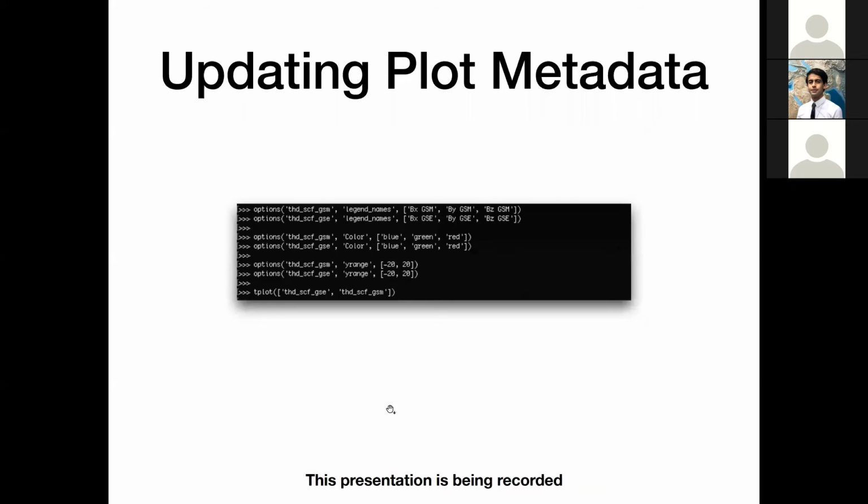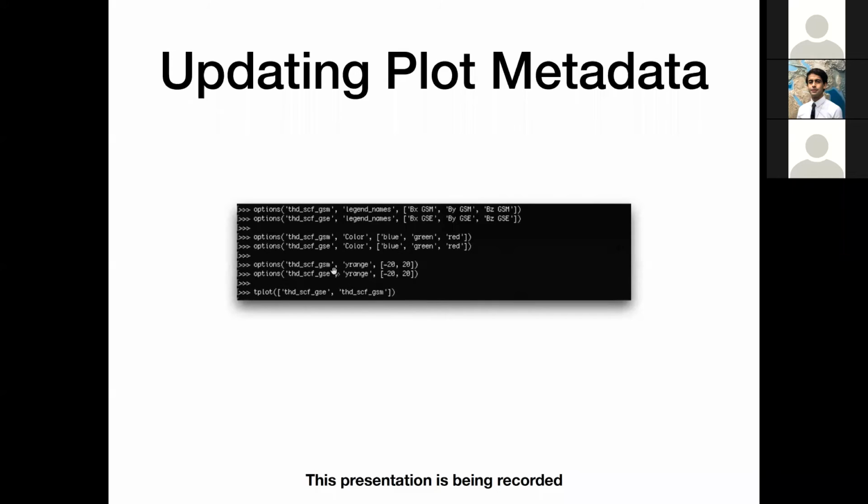So just for instance, setting some options on that SCM data that we loaded earlier, we could set the labels to BX, BY, BZ, along with the coordinate systems by setting the legend names. And then we could set the options, say color, so blue, green, and red. That's our standard colors: blue for X, green for Y, and red for Z.